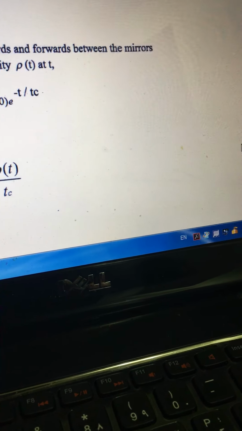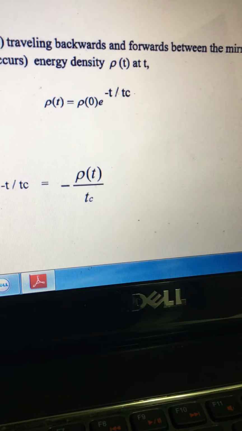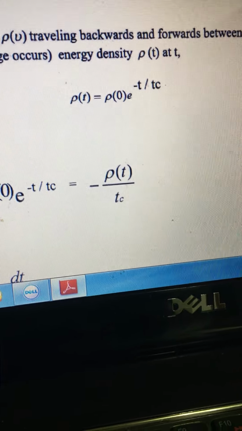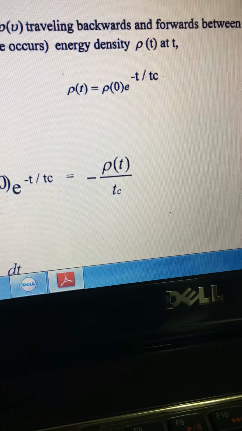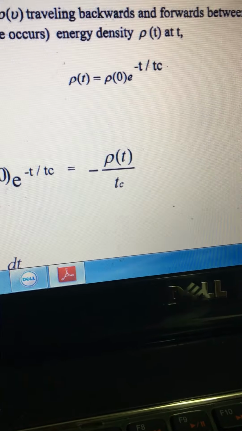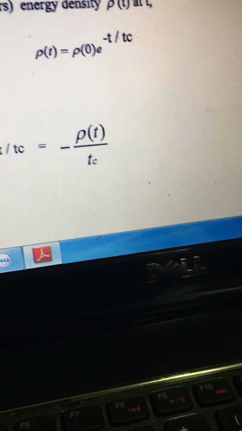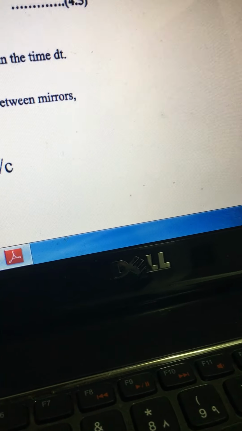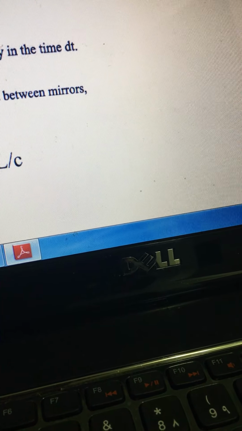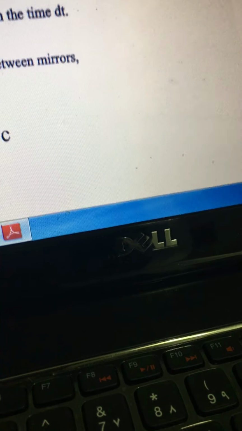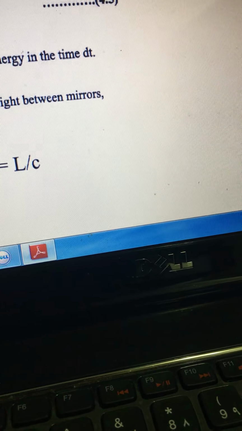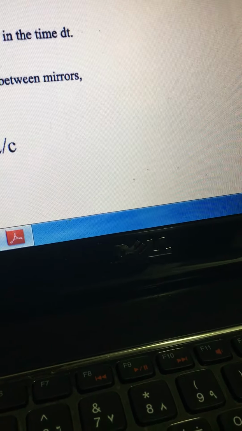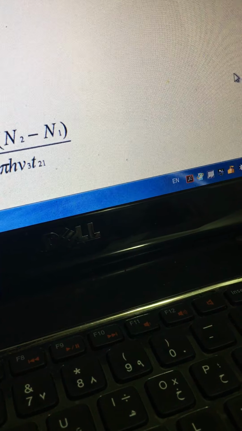You can see at t equal to 0, energy density rho of nu travels backwards and forwards between the mirrors. Absorption and leakage occur. The energy density rho of t can be given by this equation here. We can derive the relation d rho over rho, the fractional loss of energy in the time dt, defining dt as the transit time of light between mirrors, where L is equal to the mirror separation, as we said.